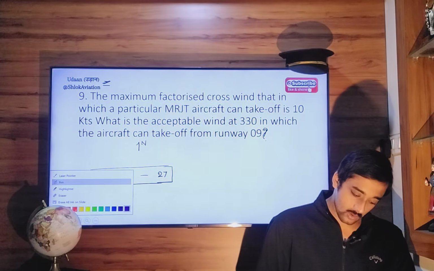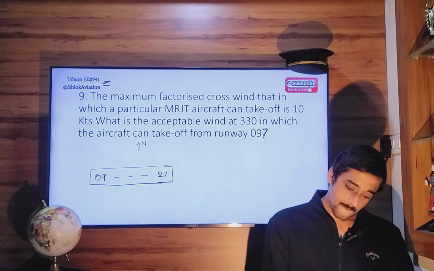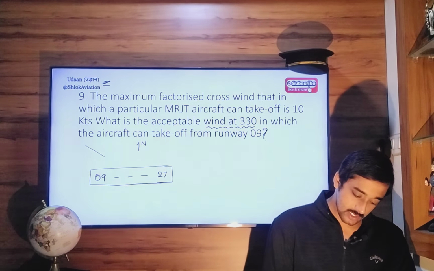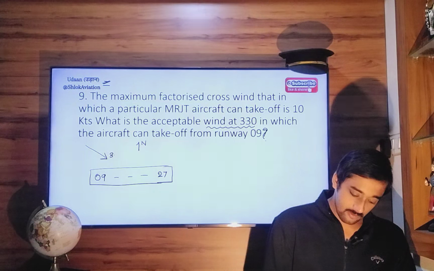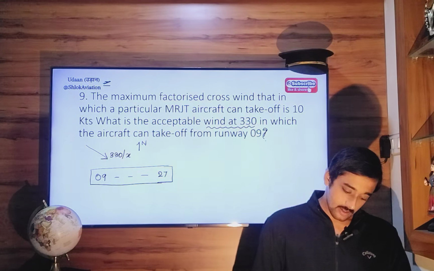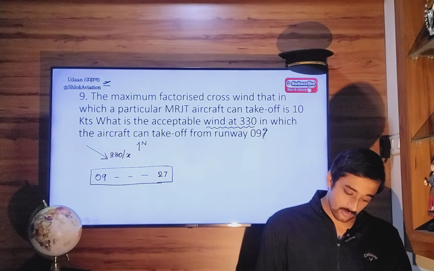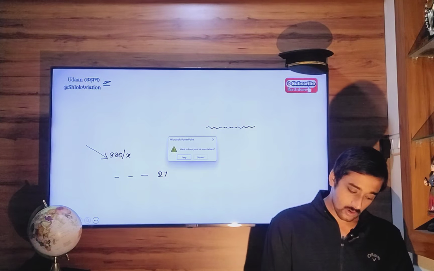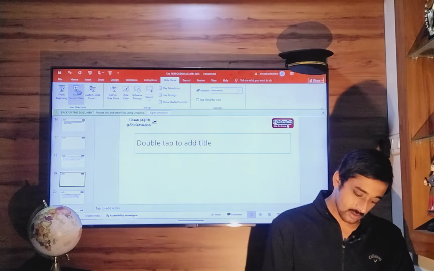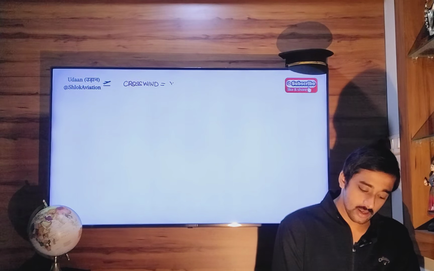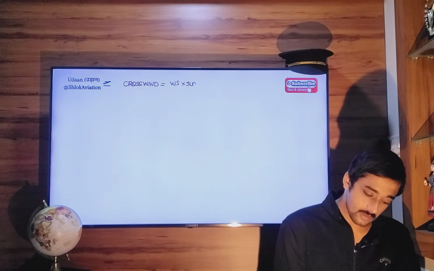Winds are coming from 330. Okay. So that means somewhere from here. Now we have to find out this x value, which stands for wind speed. So we are going to use the crosswind formula, which is wind speed into sine theta.